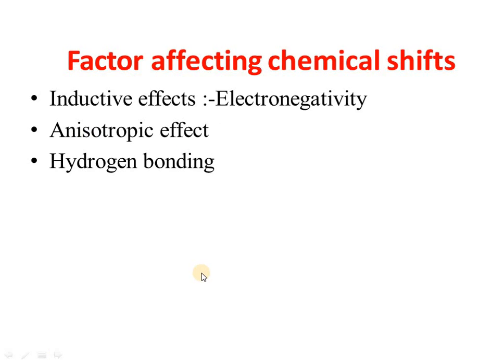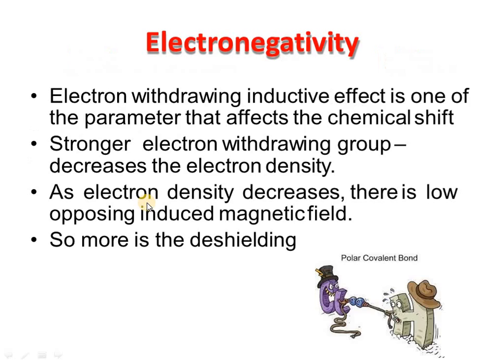Next comes the factors affecting chemical shifts. There are mainly three factors: the inductive effect, in which we generally include electronegativity, then the anisotropic effect, and then hydrogen bonding. So let's take them up one by one. First is the inductive effect, that is due to electronegativity.